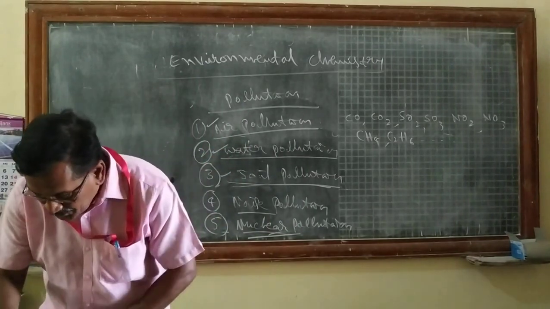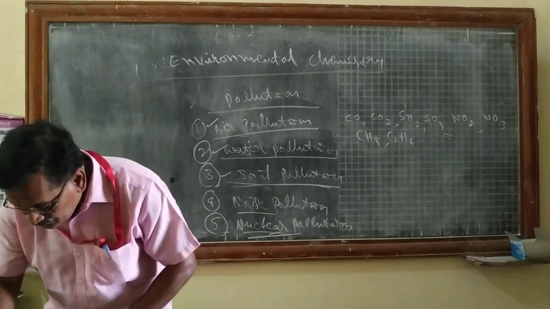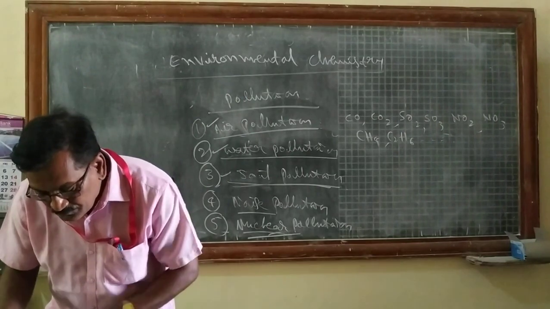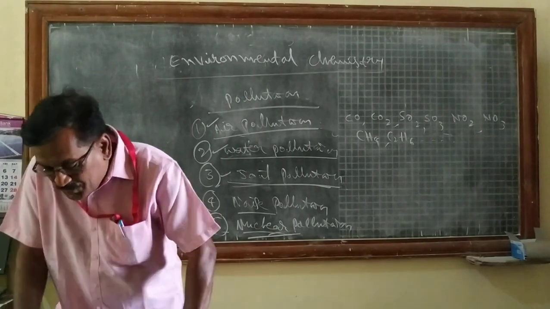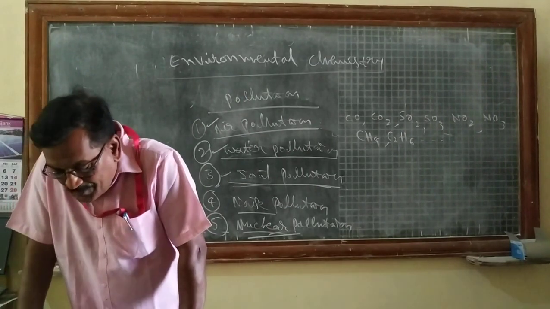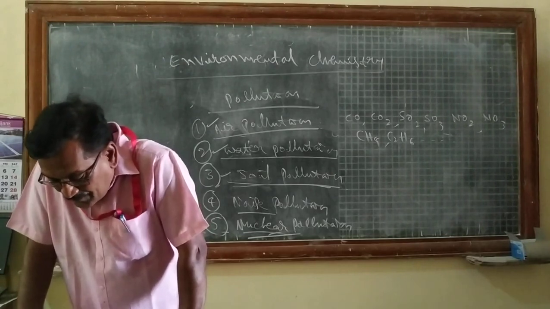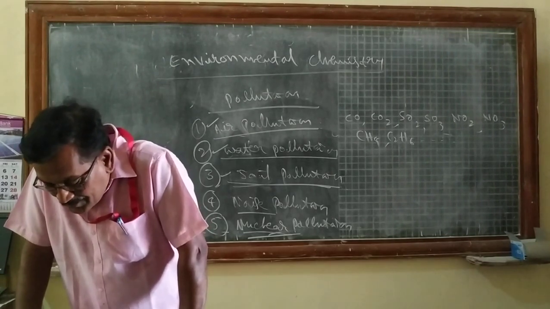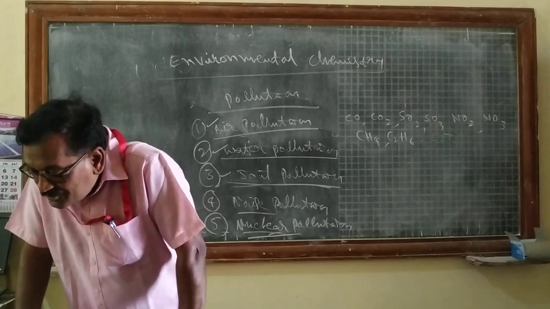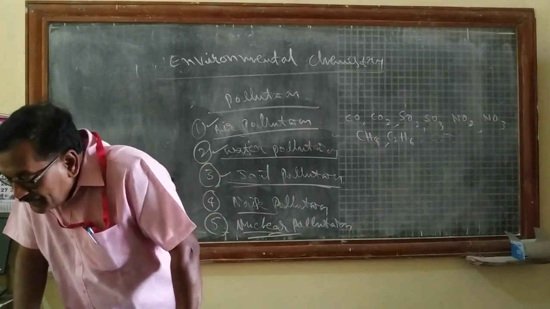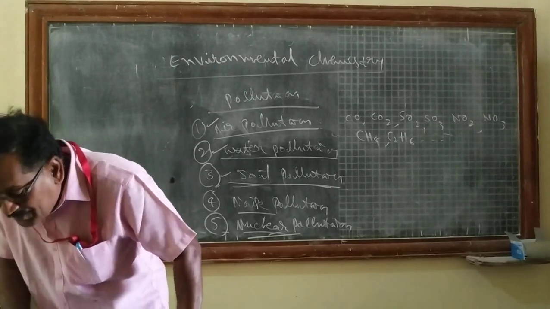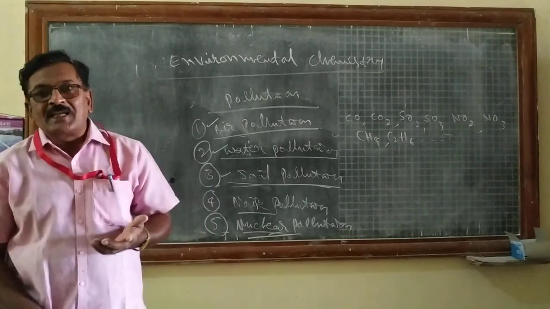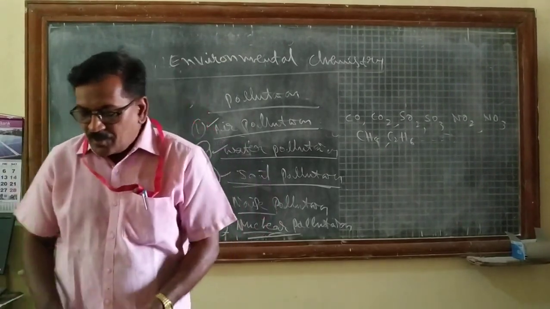For air pollution, the main compounds are carbon monoxide, carbon dioxide, sulfur dioxide, hydrogen sulfide, then nitric oxide and nitrogen dioxide. Then the major sources are hydrocarbons, nitrogen dioxide, and nitrogen trioxide, all these compounds.